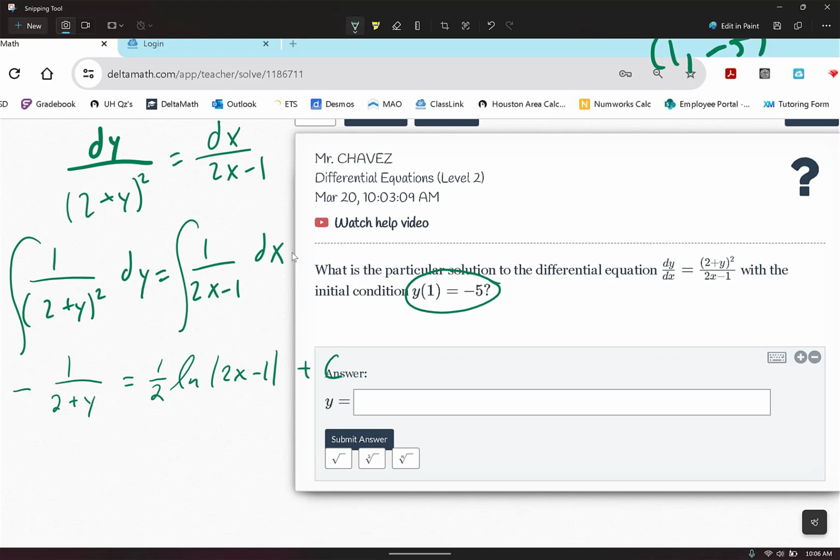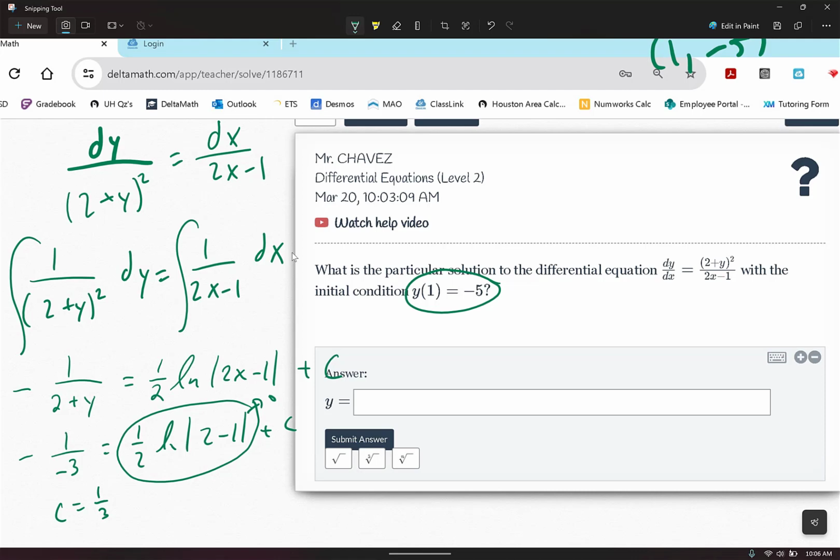So I'm going to plug in 1 for x, -5 for y. So -1 over (2 - 5), what's that, -3? Equals 1/2 ln, absolute value, 2 times 1 is 2, 2 minus 1 is 1, plus c. What's ln of 1? 0. So all this is just 0. So c equals 1/3. Are we still okay?